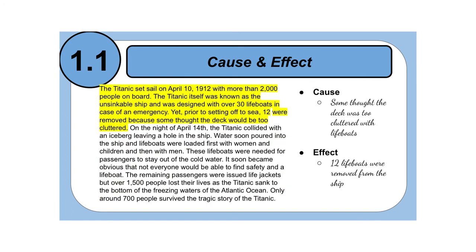So one of the first cause and effect events that we can see in the paragraph is right here in the very beginning. Some people thought that the deck would be too cluttered with lifeboats because they just weren't that attractive, so they removed them. So that is the effect. People thought that it looked ugly and would be too cluttered, so they removed them. One event caused the other.